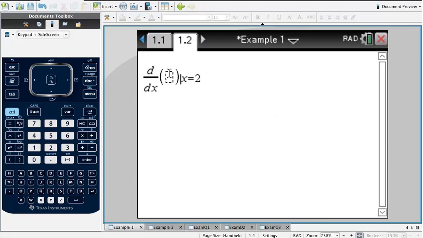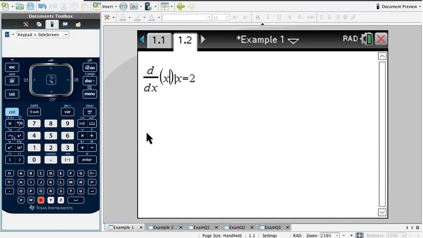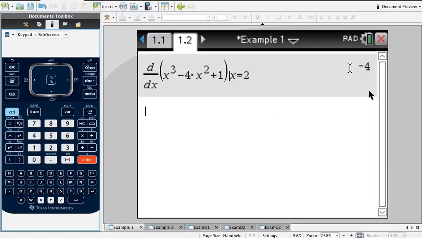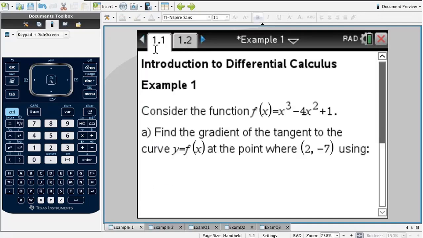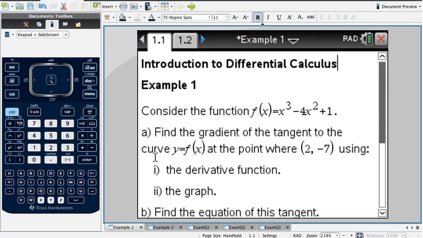So let's put the function in there: x cubed minus 4x squared plus 1. Press enter, and we get -4, so the gradient of the tangent at x equals 2 is -4. Now let's try the graph, see if we get the same answer.